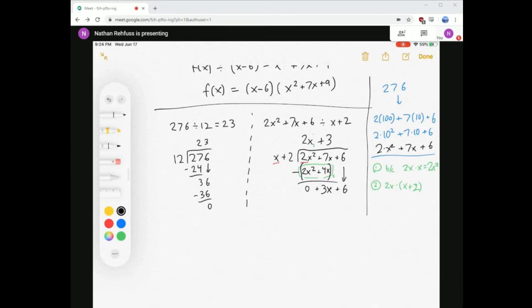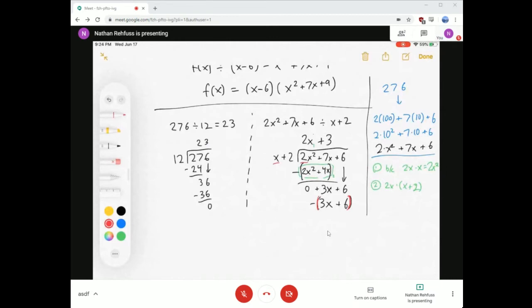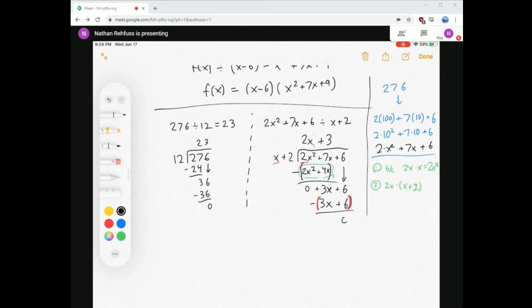Make sure you put those parentheses. I'm going to draw those in red so we all remember those parentheses are critical, because you wouldn't subtract the 30 and then add the 6 now, would you? And we get 0. Now, you could check with slide and divide, but what we've just learned is that 2x squared plus 7x plus 6 is equal to x plus 2 times 2x plus 3, just like 276 is equal to 12 times 23. And that is polynomial long division.